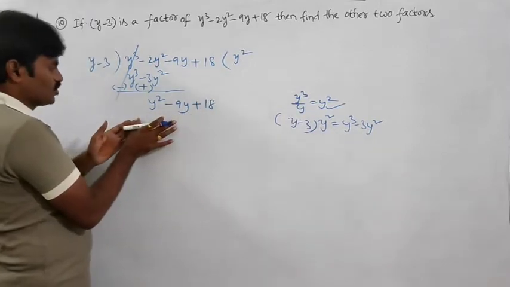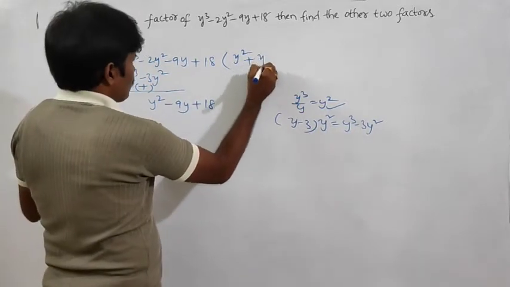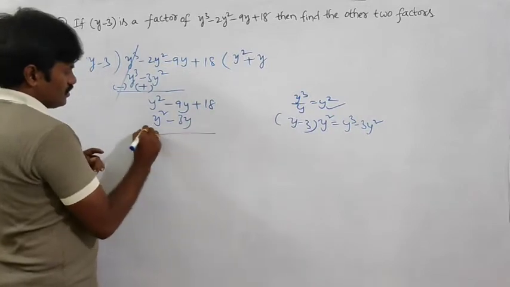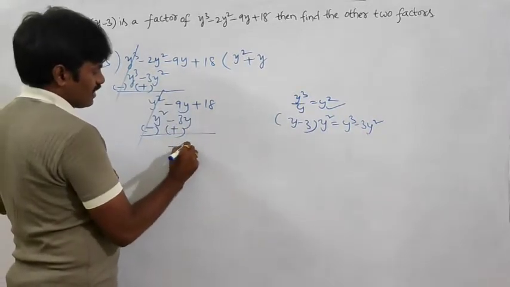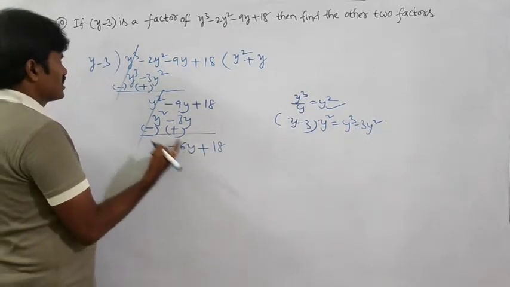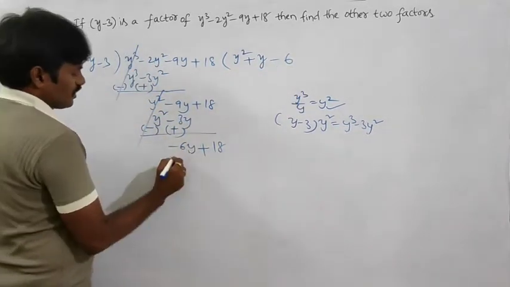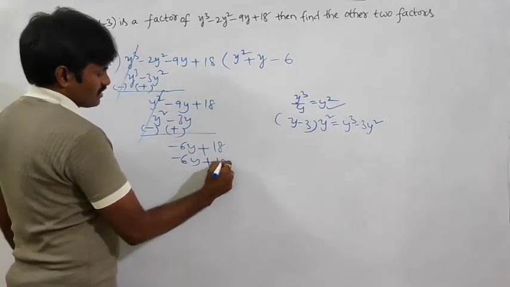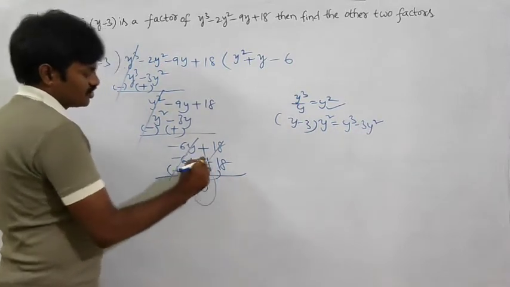What is the first term of this new dividend? y square. y square by y gives plus y. y into y minus 3 is y square minus 3y. In subtraction the signs will change and they cancel. Minus 9y plus 3y gives minus 6y, plus 18. Minus 6y by y gives us minus 6. Minus 6 into y is minus 6y, and minus 6 into minus 3 is plus 18. The signs will change, it gets cancelled, and the remainder is 0.